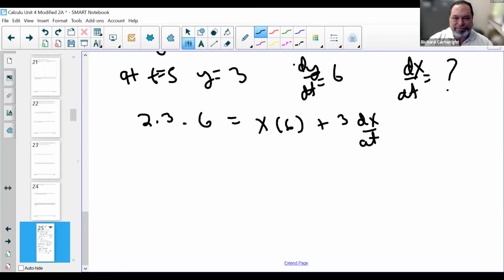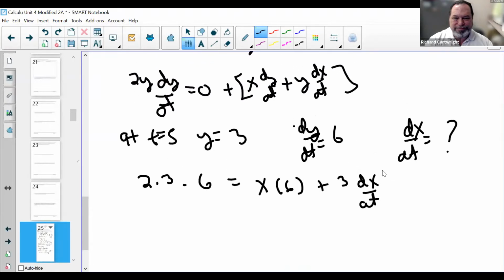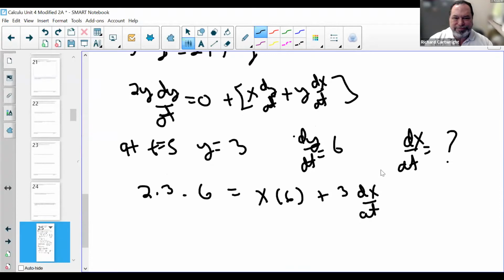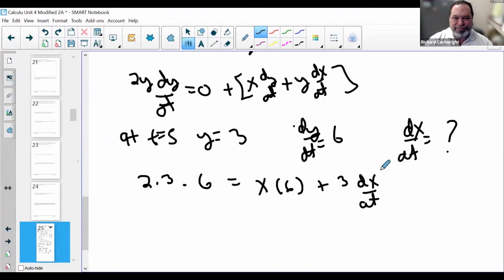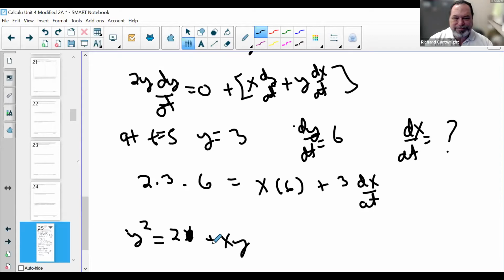Let me see here. If I go to my original equation, can someone read me back my original equation? I don't remember what it was. Was it y squared minus 2xy? Or y squared equals 2 minus xy, wasn't it? Y squared equals 2 plus xy. I keep writing minus, plus.